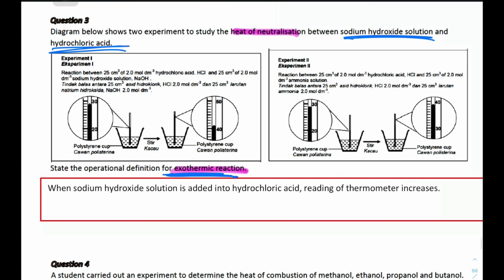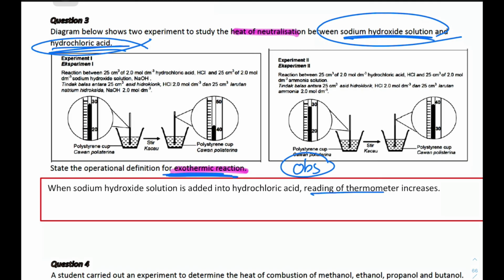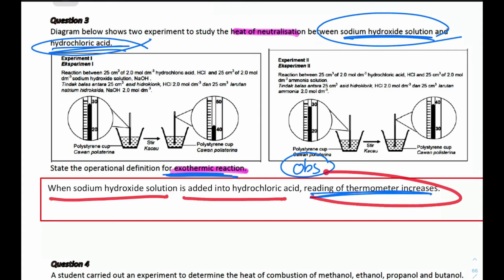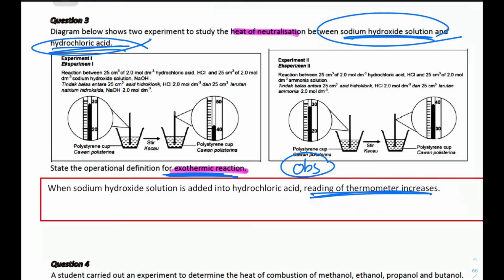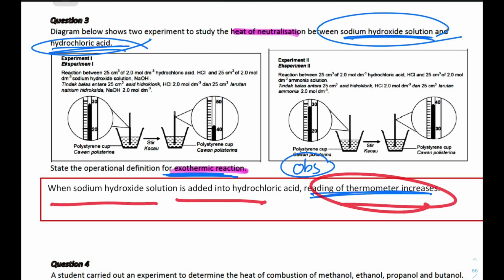So what do I have to observe? When I react sodium hydroxide with hydrochloric acid, how do I know that the reaction is exothermic? What I have to observe is the same. If it is an exothermic reaction, the thermometer reading will increase. So you see, when sodium hydroxide solution is added into hydrochloric acid, the reading of the thermometer increases. That's all. This proves that it is an exothermic reaction. Acid and alkali react together, we get an increase in temperature.